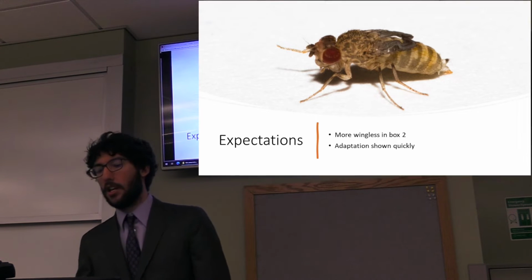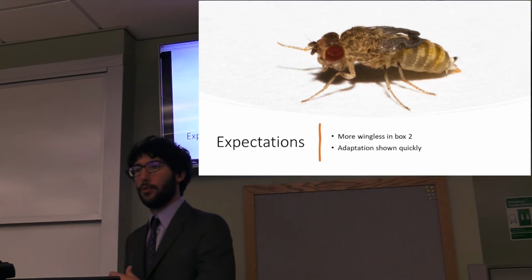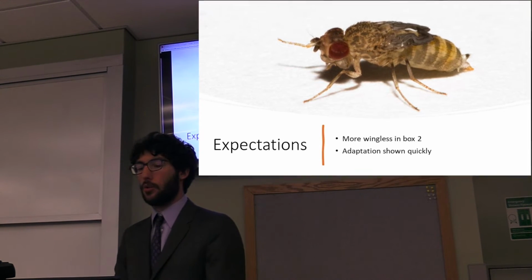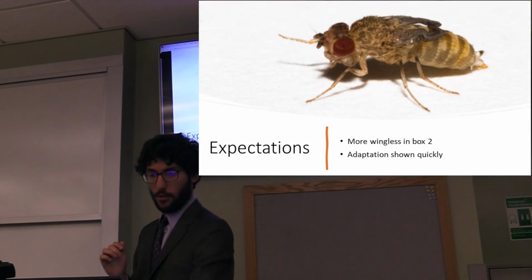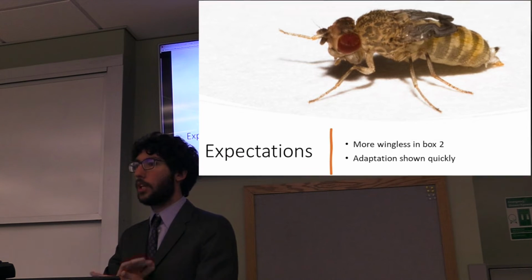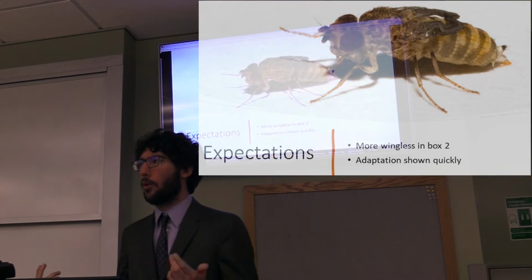And now for my expectations, I thought there would be more wingless in box 2, which is the one with the fruit on the ground, because obviously there's no pressure to stop it, and I wanted to see adaptation shown quickly. Now, one thing that I did expect was that in box 2 with the fruit on the ground, the wingless trait would stay consistent, that it wouldn't be increasing or decreasing just because there is no real pressure.